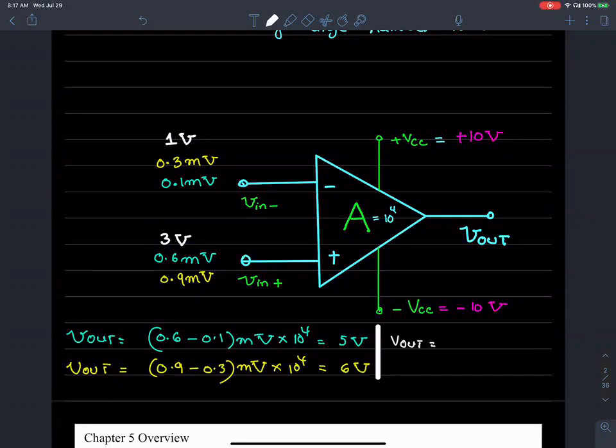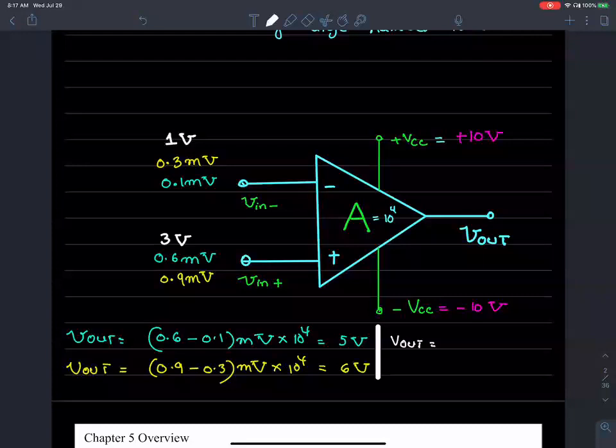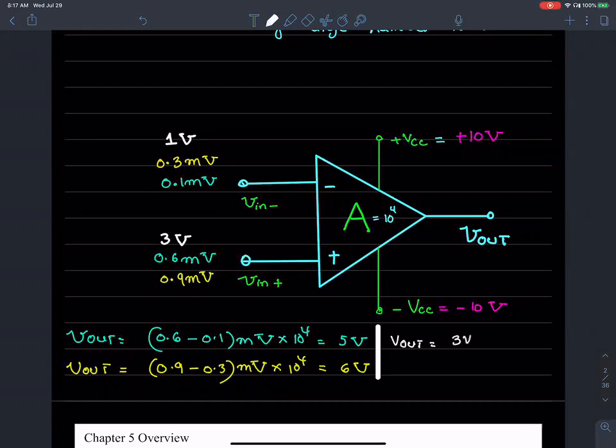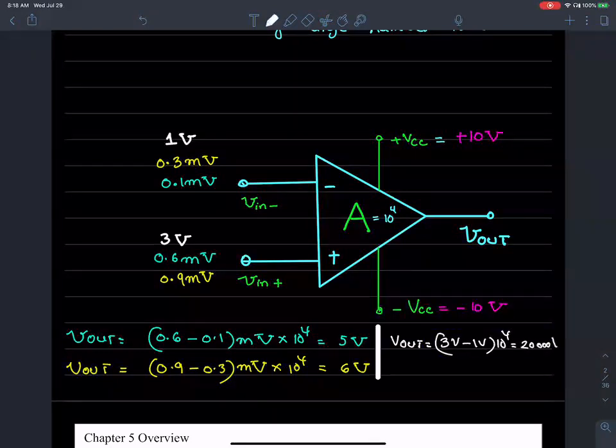Is there a sort of like a cap on the output? Yes, exactly. If there is no cap, you would expect this to be 3 volts minus 1 volt times 10 to the 4, which seems to be 20,000 volts. A really, really large number. And that kind of is not practical. This op-amp cannot give you a voltage of 20,000 volts.